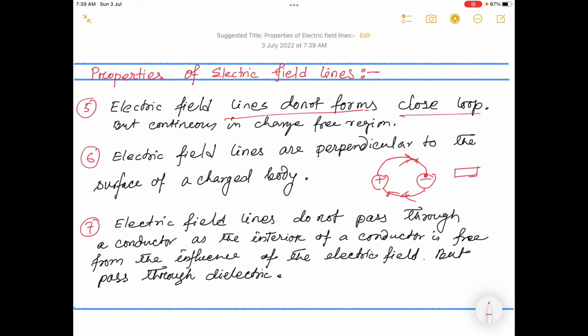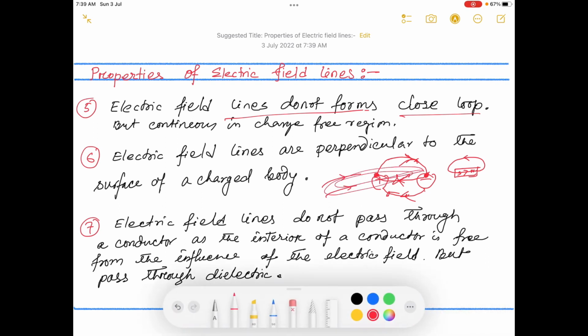In the case of magnetic field lines, they were closed loops because they emerge from the north pole, merge at the south pole, and inside the magnet go from south to north. In this way they were closed, but in this case they are not closed. They just start from the positive charge and end at the negative charge. Remember that. They are considered continuous in a charge-free region.